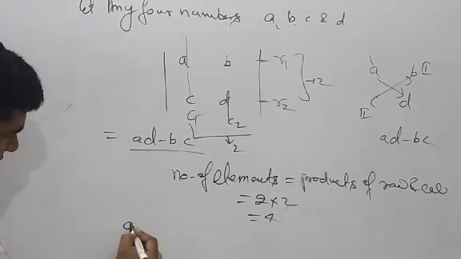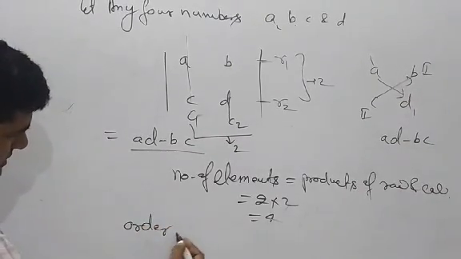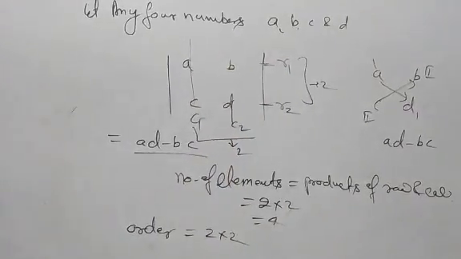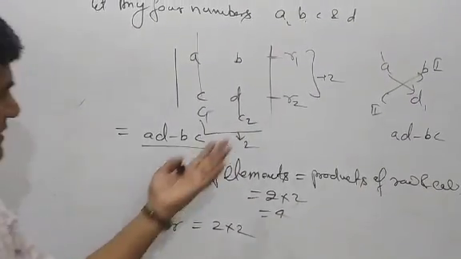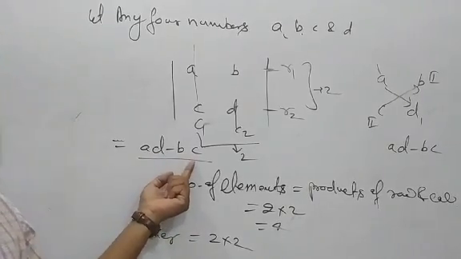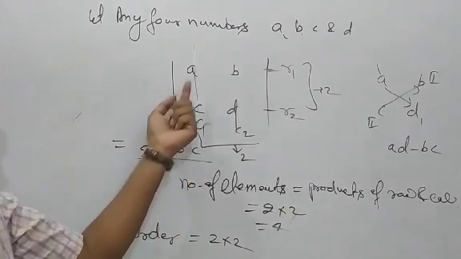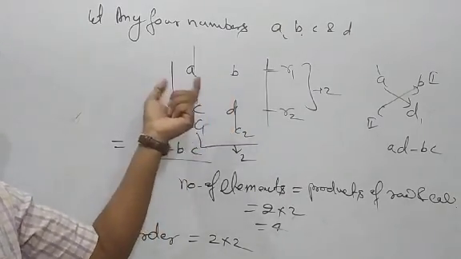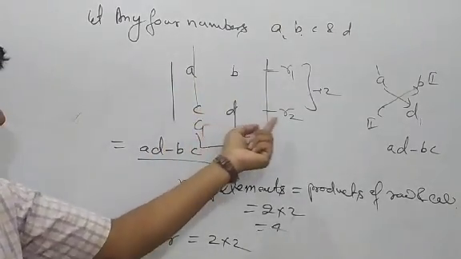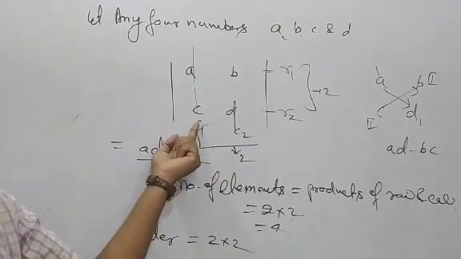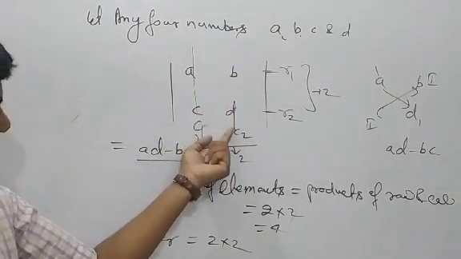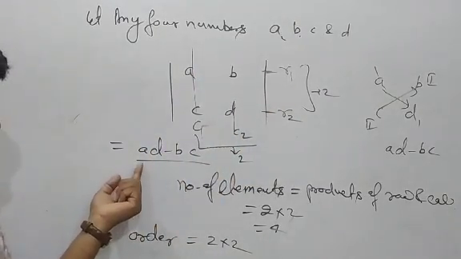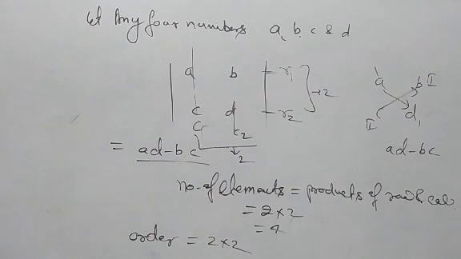What is the order of the matrix? Sorry, the order of the determinant? Order means 2 cross 2, 2 rows and 2 columns. In this way, we can solve the value of the determinant. Then AD minus BC is the expansion of this determinant, where A, B are the elements of the first row, C, D are the elements of the second row, A, C are the elements of the first column, and B, D are the elements of the second column. That is first row, second row, first column, second column. Understood?